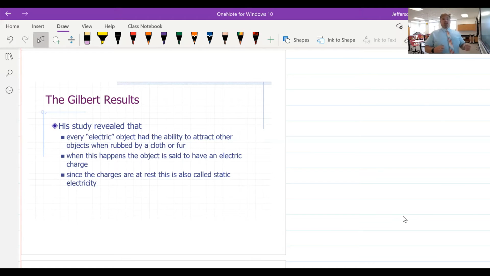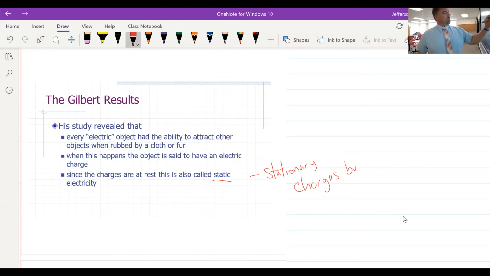He was the first person to say that when you did this rubbing, the object would get an electric charge. Because these charges were not in motion, this is the foundation of static electricity. Static means stationary. He said that once you transfer these charges to the electric object, they would then be stationary. So we have stationary charges built up on the electric object. And he scientifically recorded his results.